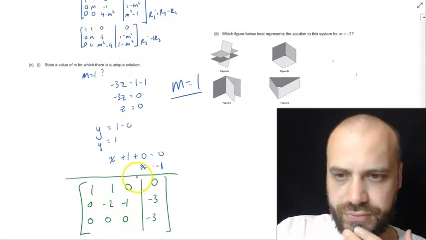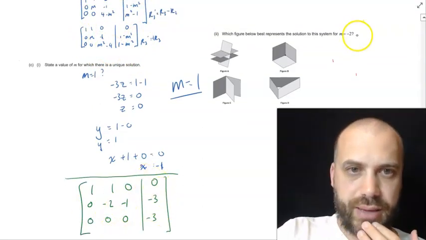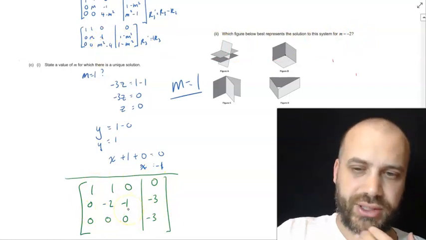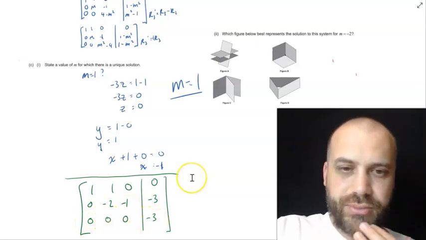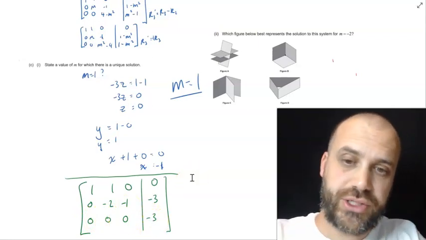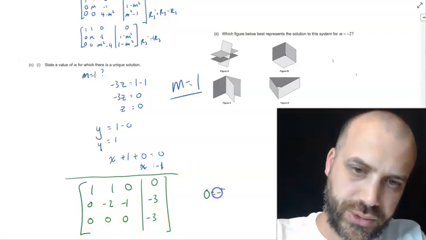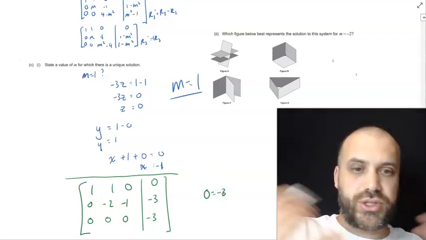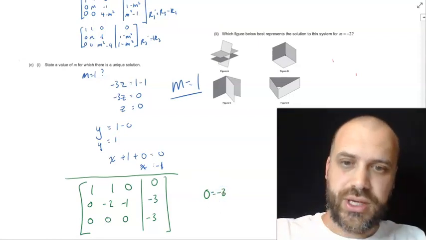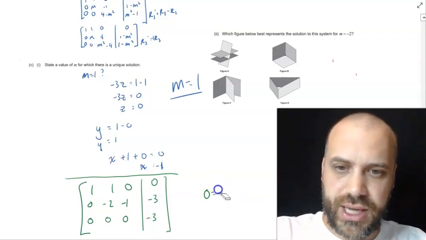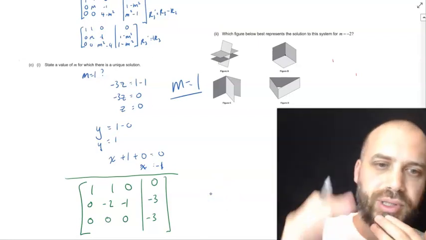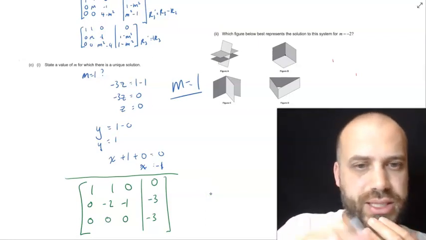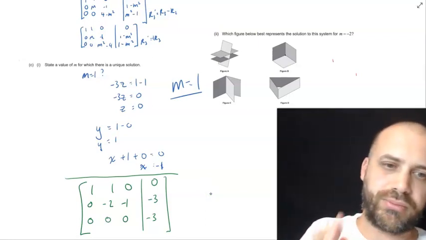Okay, so the green stuff is where I've subbed in m as negative 2. I've already done the calculations here. We note this 0, 0, 0, negative 3. Now this can be interpreted as the very strange 0 equals negative 3, which is of course nonsense. So we interpret this as there is no solution here. These three planes do not meet at a point and they do not meet at a line.